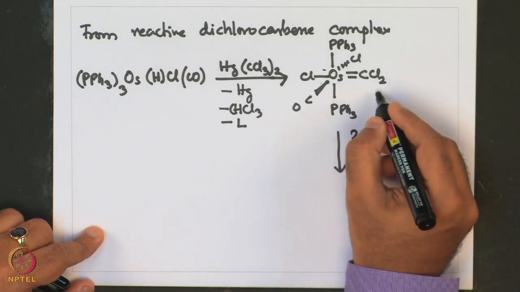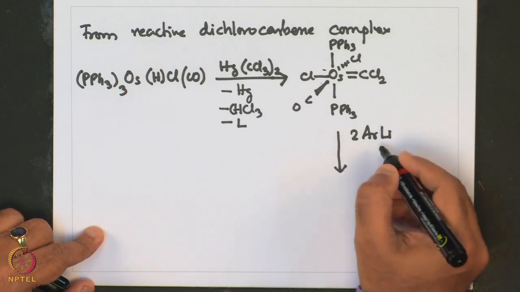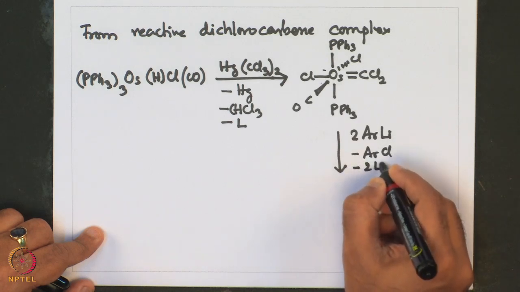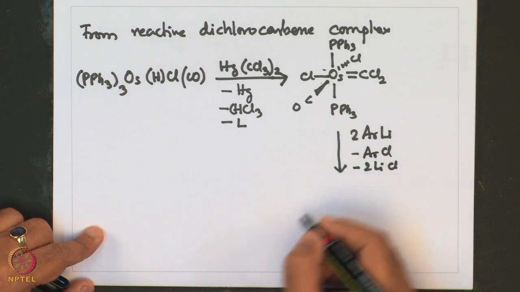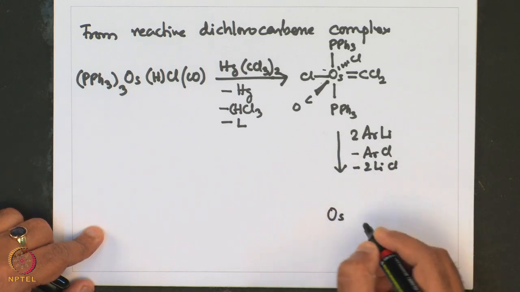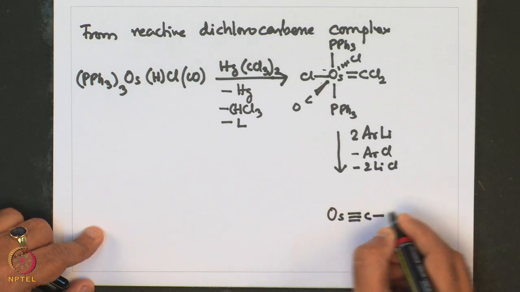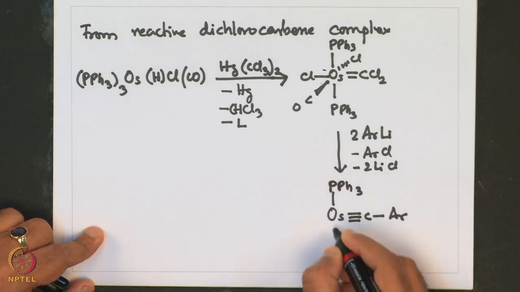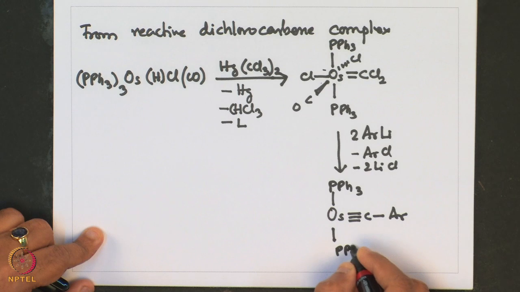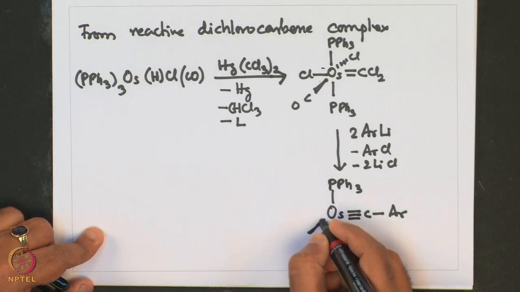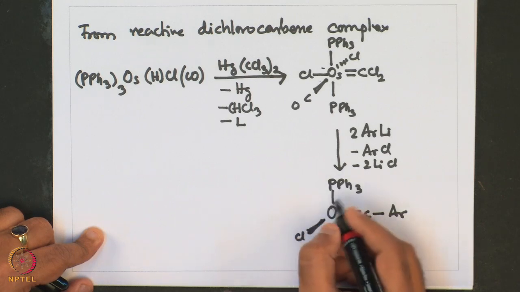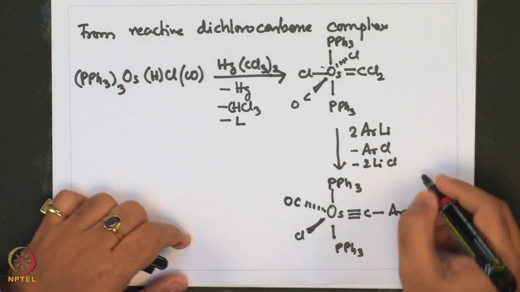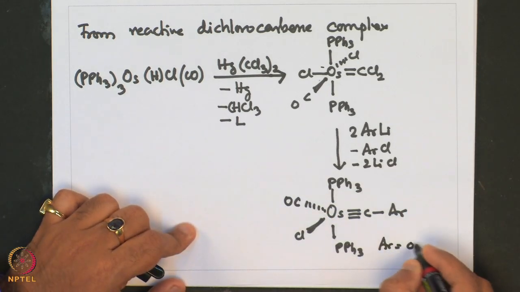So, this is this dichlorocarbene that reacts with 2 Ar lithium, giving aryl chloride and 2 lithium chloride, and gives this osmium Ar PPh3 chloride CO, where Ar equals orthotolyl.